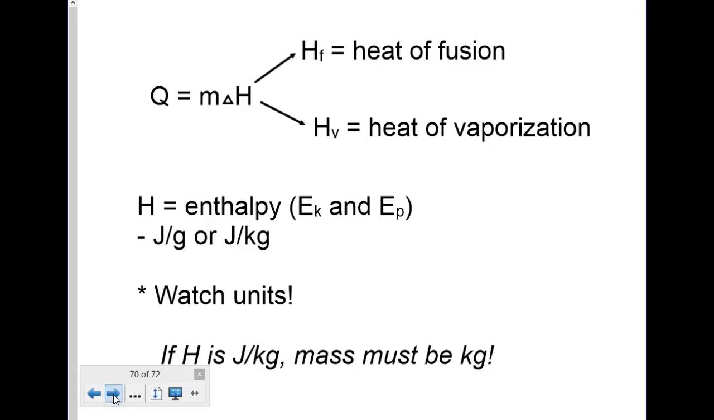This is your new formula. We cannot use the Q equals mc delta T formula to determine the amount of heat energy lost or gained during a state change because there's no change in temperature. Instead, we use what's called Q equals m delta H. The delta H value that you use depends on what the substance is doing. So fusion is an older term for melting.